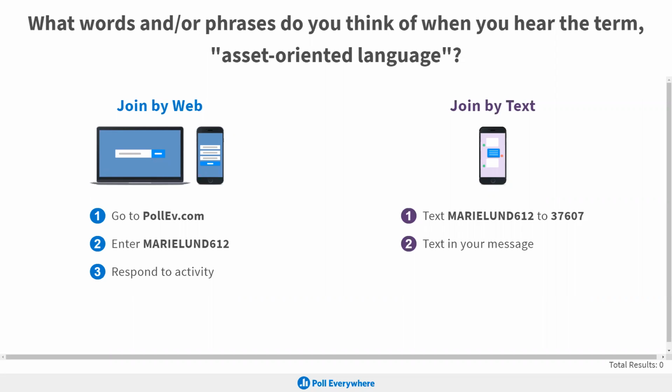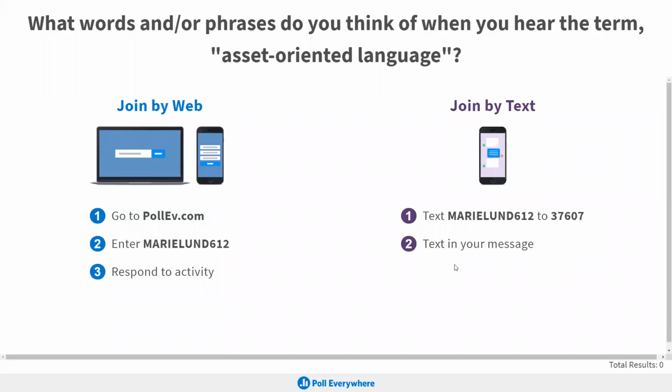So if you have a cell phone, you can join by text. You can text Marie Lund 612. It doesn't matter if it's caps or lowercase, just no spaces, to the number 37607. Or if you have a computer in front of you, then you can go to pollev.com and it will prompt you to put in Marie Lund 612. You should get a response from your text that you are now joined into a room, and then you can include a word or phrase.